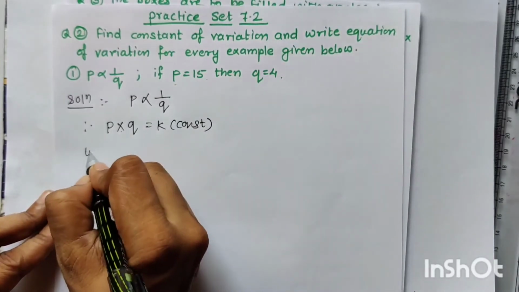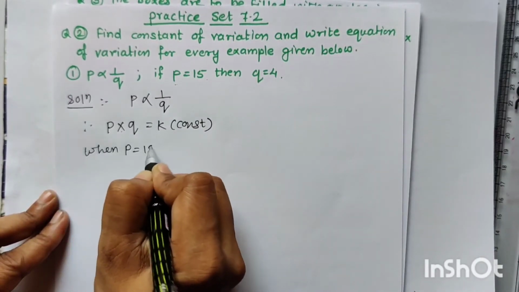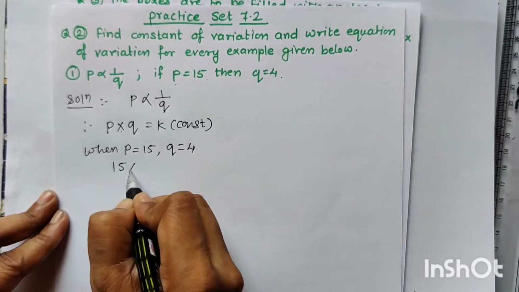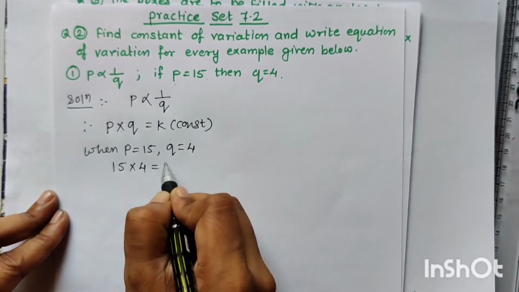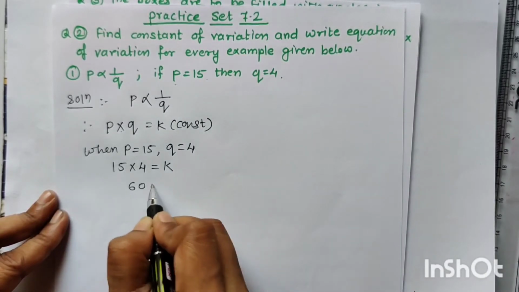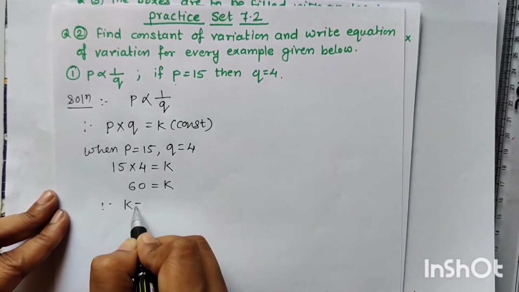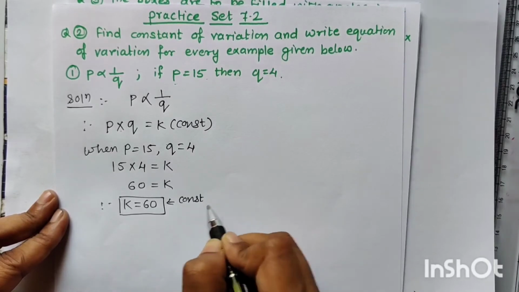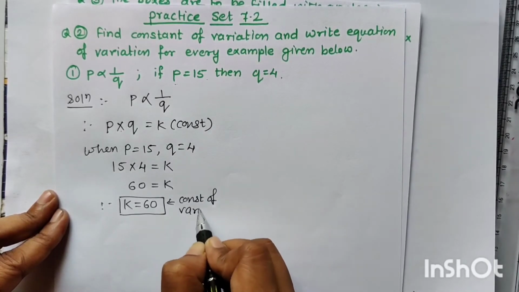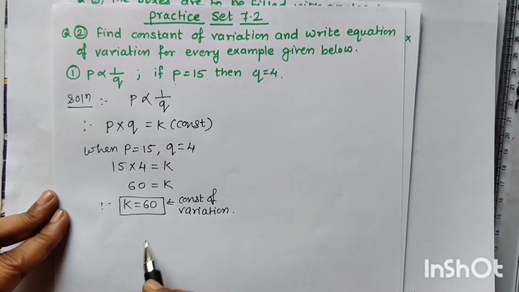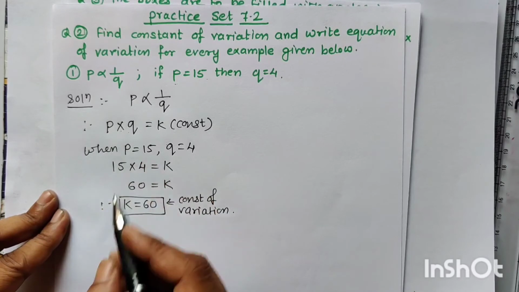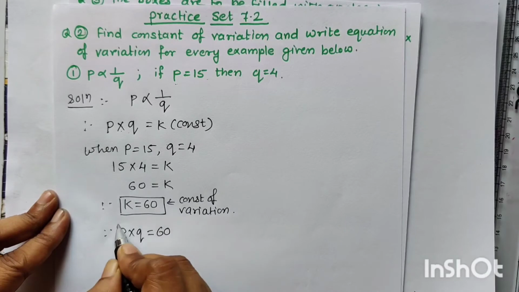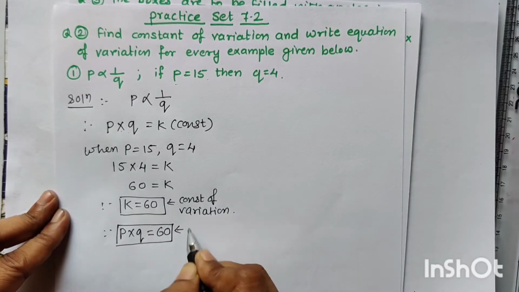Now when P is equal to 15, Q is equal to 4. So we will be getting, in place of P we write 15, in place of Q we write 4, is equal to K. 15 4s are 60 is equal to K, and therefore K is equal to 60 is the constant of variation. And from this constant of variation we can write the equation of variation. P into Q we write as it is, and in place of K we put the value 60, and this is our equation of variation.